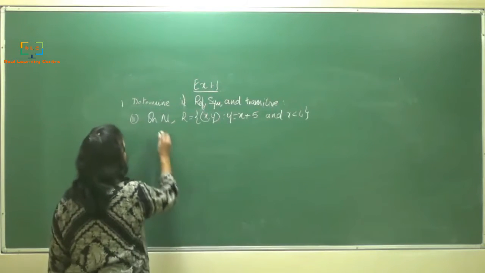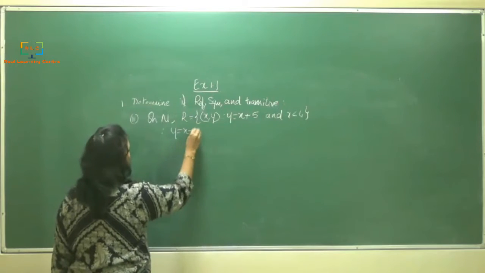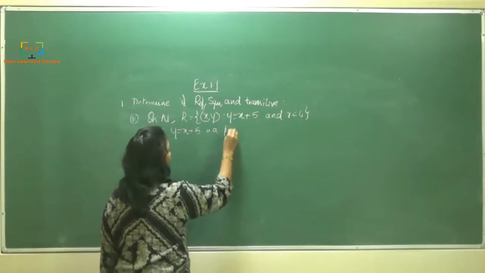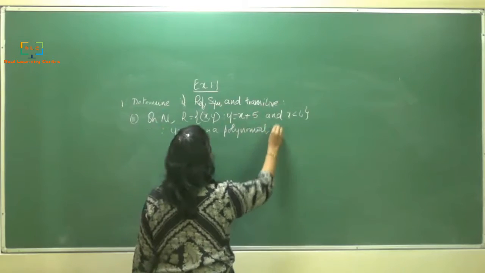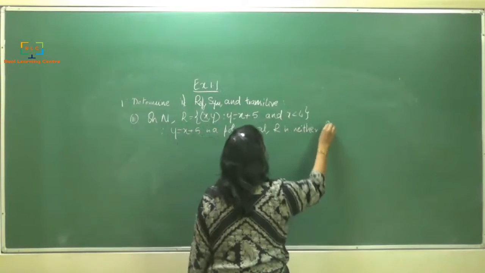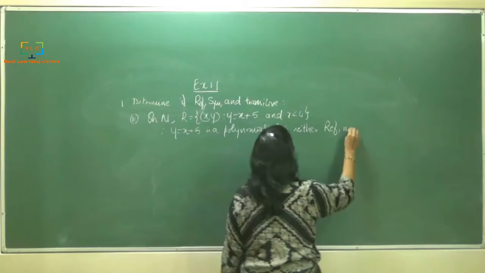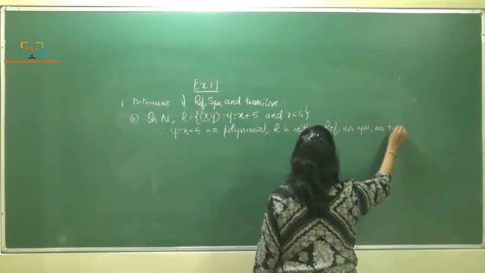So, we will directly write: since y is equal to x plus 5 is a polynomial, R is neither reflexive, nor symmetric, nor transitive.